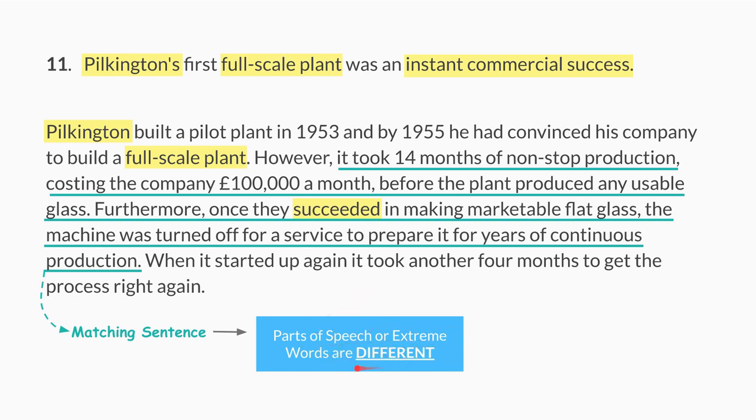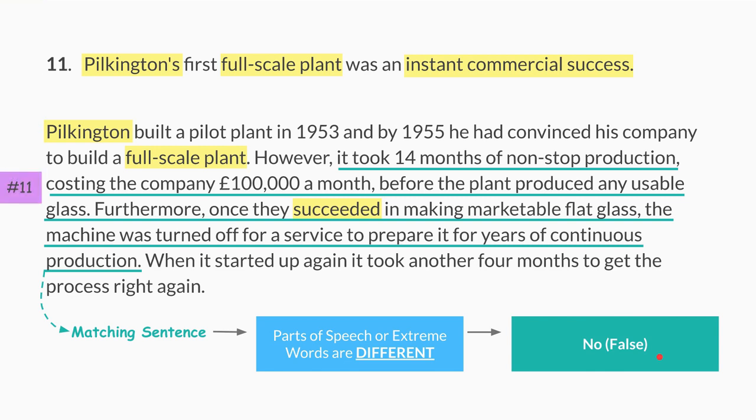The parts of speech are different. So the answer is going to be no or false. In this case, we're going to put false, since this is a true-false question. Finally, let's put a number next to it. Let's put number 11 for question number 11, so we know at which line we found our answer.